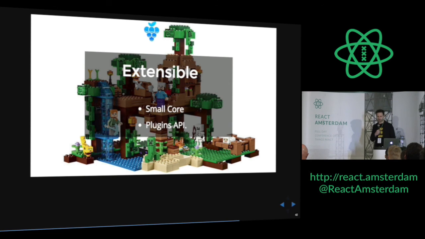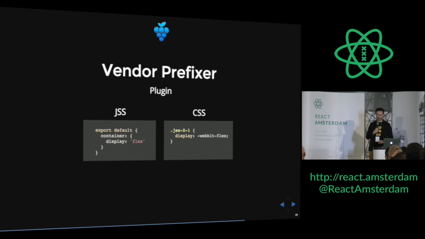And it's extensible. It has a very small core. It's less than 4 kilobytes, minified and compressed. And it is extensible because it has a plugins API. One example of a plugin is the vendor prefixer. Vendor prefixing is done at runtime, and it's done very efficiently. There is really very low overhead on it.